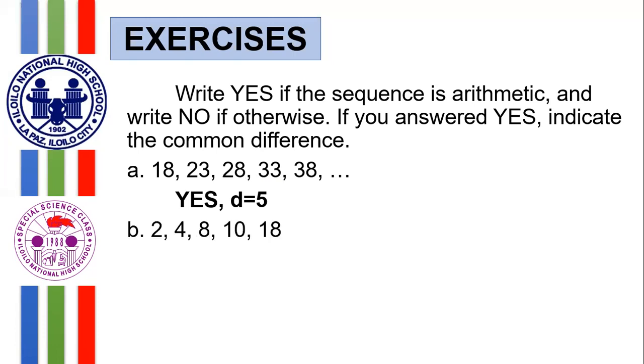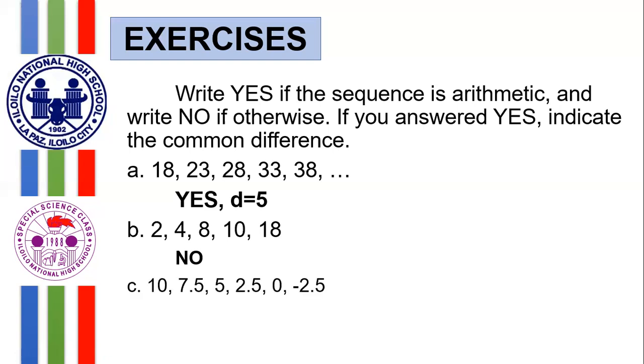How about 2, 4, 8, 10, and 18? It is no. And of course, if you could see here, 4 minus 2, it's 2. 8 minus 4, that's 4. So there, you may stop because you are able to look for differences that are not equal with one another. Hence, letter B, no. How about letter C?